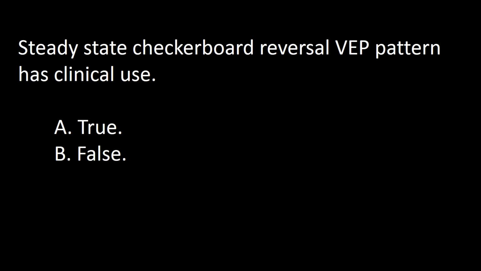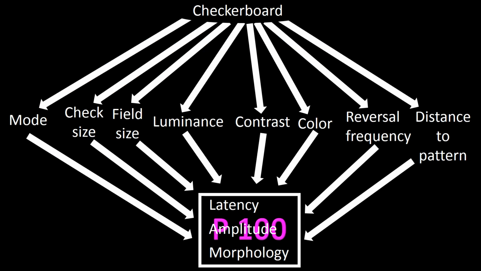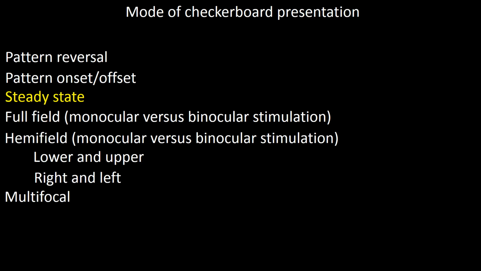Steady state checker reversal visual evoked potential pattern has clinical use. A true, B false. This question addresses the effect of reversal frequency on P100, but it also, following the scheme that I previously described in the introduction, addresses the effect of mode or method of stimulus presentation upon P100, as I presented originally, because it determines if the potential will be called transient or steady state.